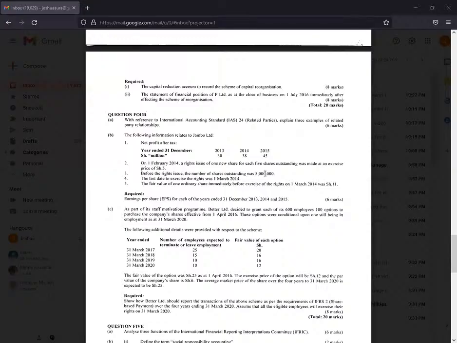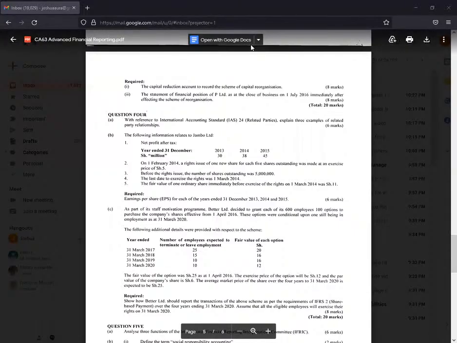I told you to delete that statement. Note number 5, the fair value of 1 ordinary share immediately before the rights issue. Ladies and gentlemen, before the rights issue, which took place in 2014, we've been having 5 million shares.